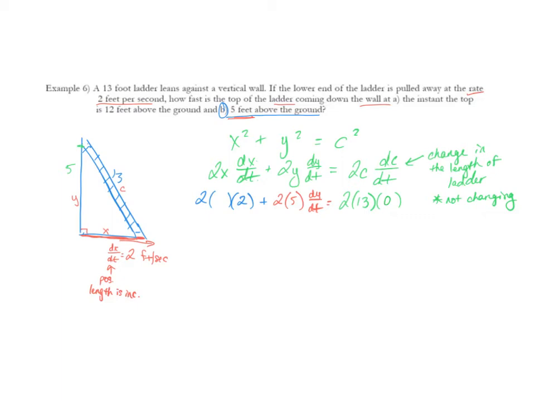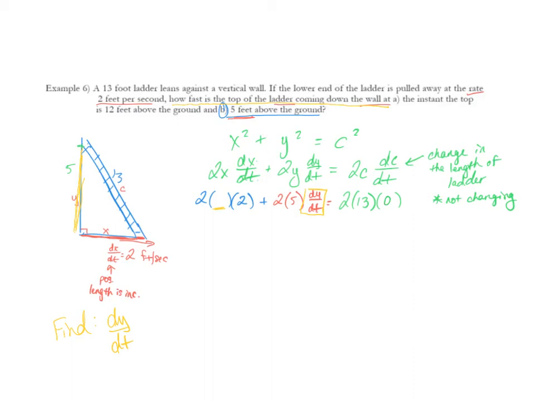Now, let's go back and figure out what I'm trying to solve for. I want to find in this problem how fast the top of the ladder is coming down the wall. Well, that would be the change then in this height here, which is my dy/dt. So this is my goal. I want to solve for dy/dt in the problem. In order to do that, I need to know what my x value is. So how do we figure out the x value here?